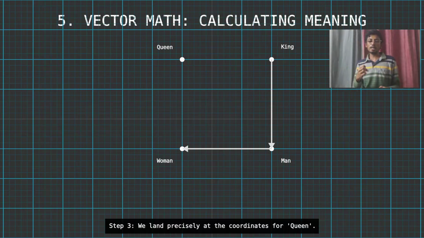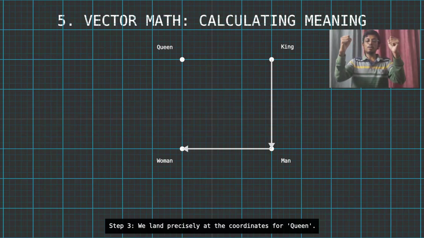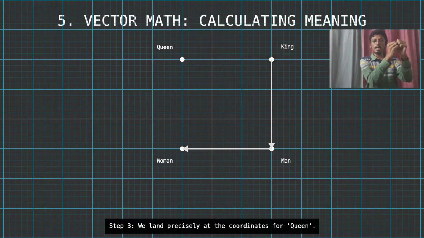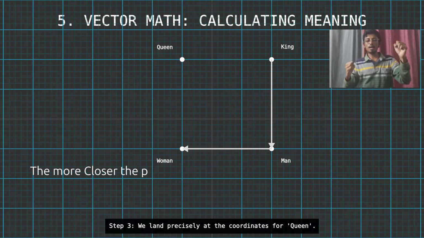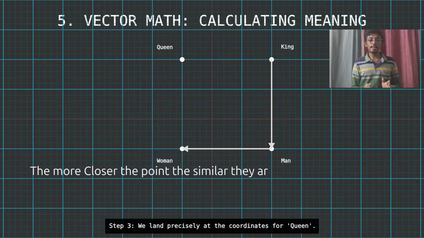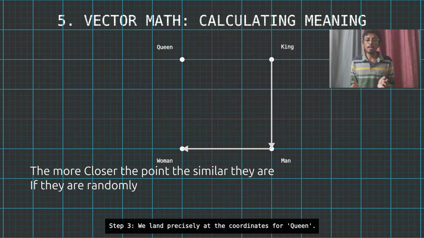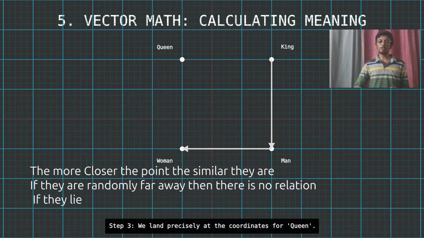If you take the coordinates for king and subtract the vector of man, effectively removing maleness from the concept, and then you add the vector of woman, the math automatically pushes you across the map to the new coordinates of queen. This is where AI feels so human. It is not matching strings of text, it is navigating a mathematical representation of human language.